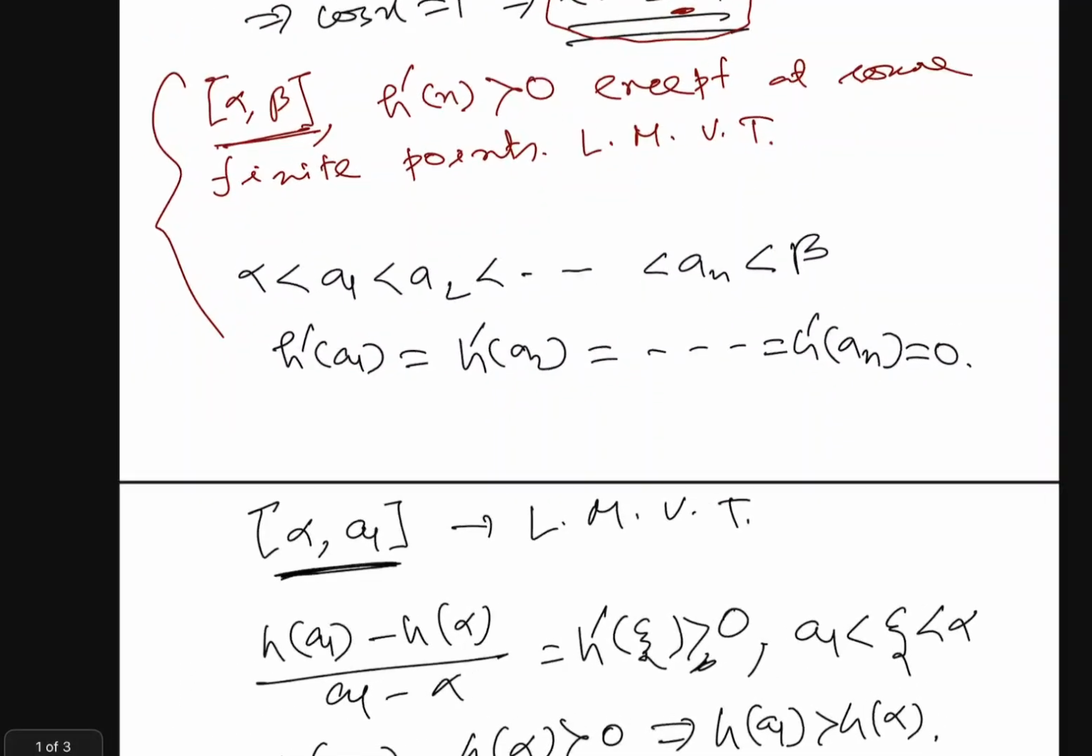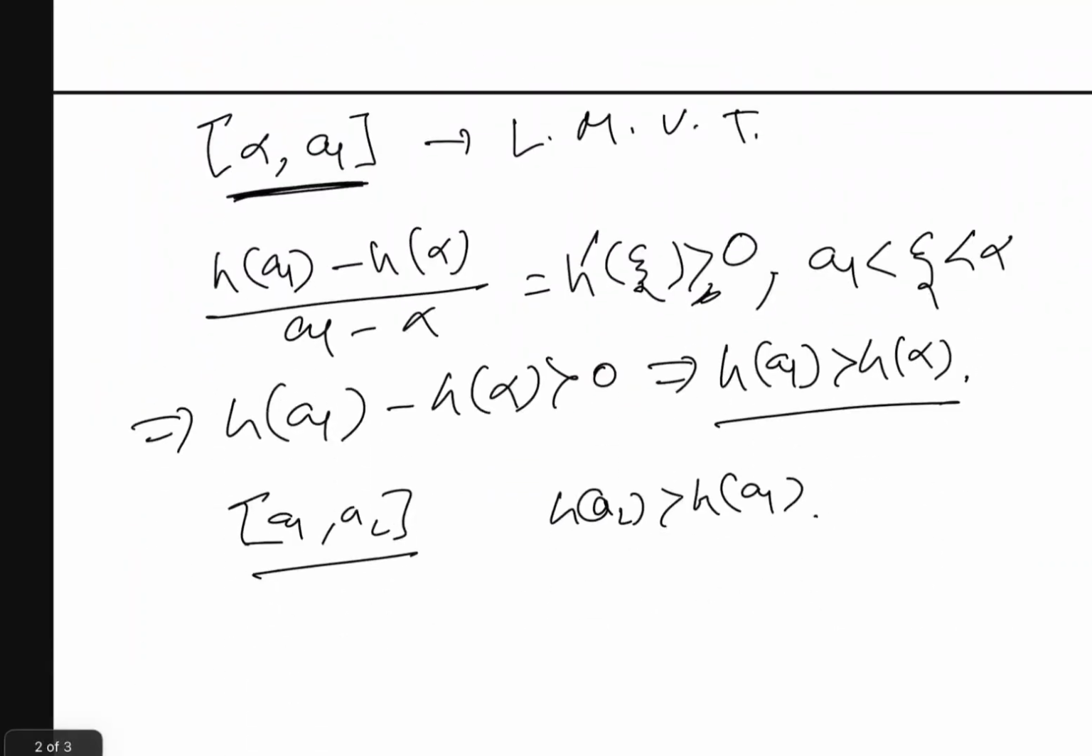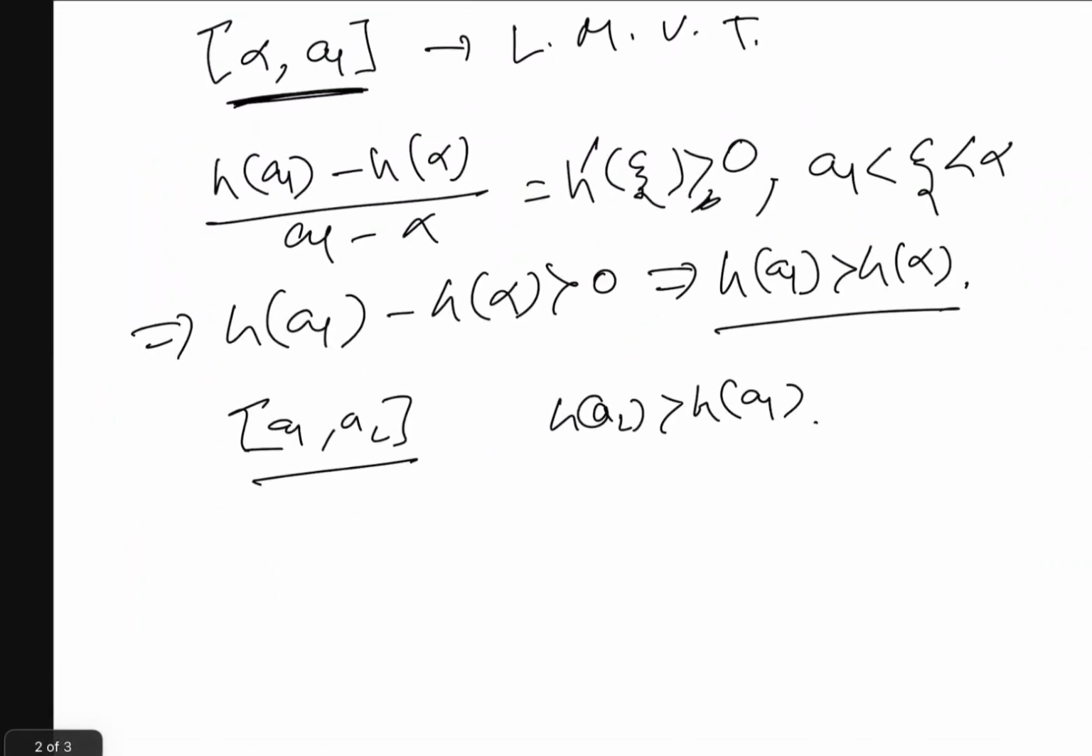So we have already concluded that h x will be strictly increasing, not only increasing, because it has derivative 0 only at finite points. So h x is a strictly increasing function.